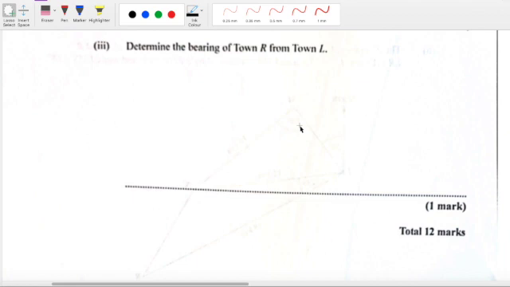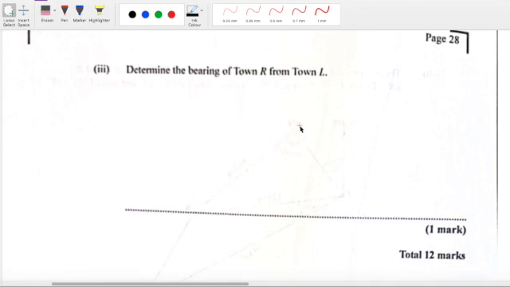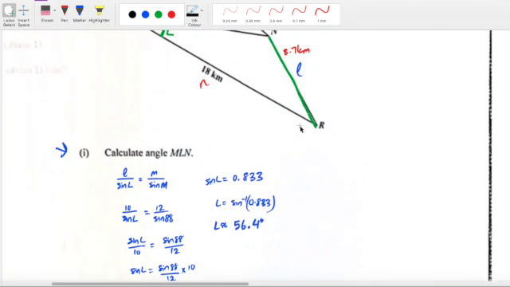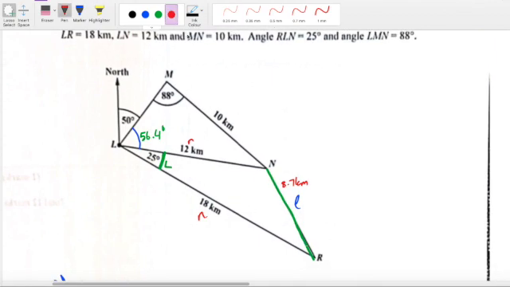Determine the bearing of town R from town L. So the bearing of town R from town L. That's actually quite easy. This is town R and this is town L. So you have to drive from L, you're going to R. So this is the road you're driving, and the bearing from the north line will be all of this.